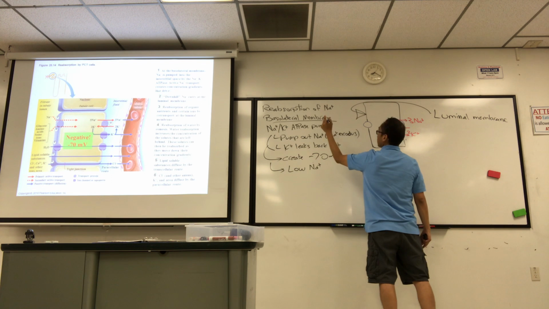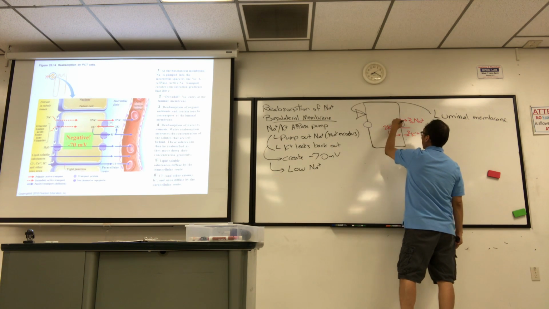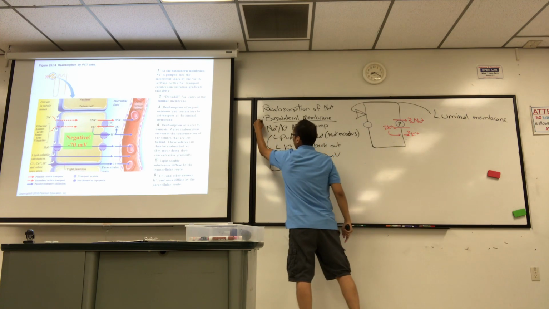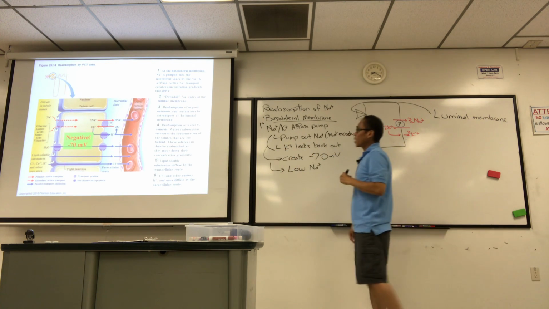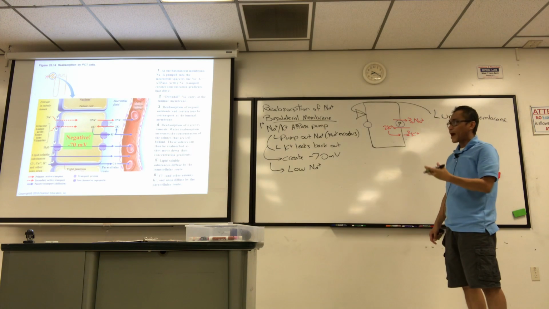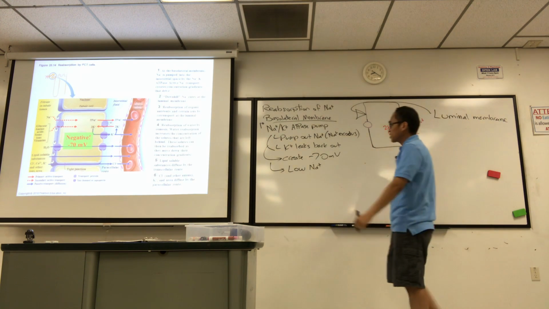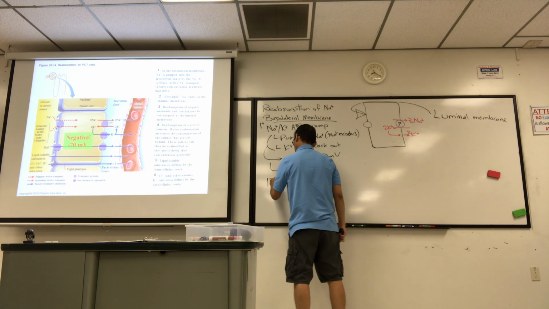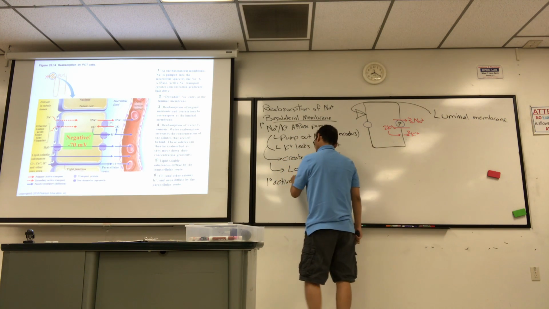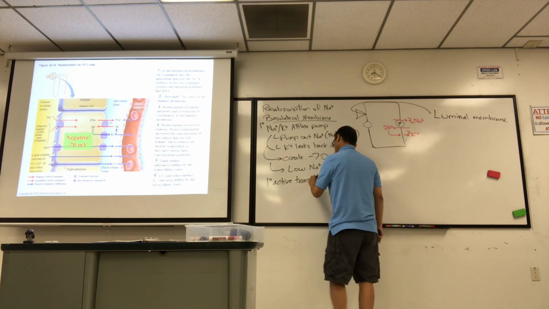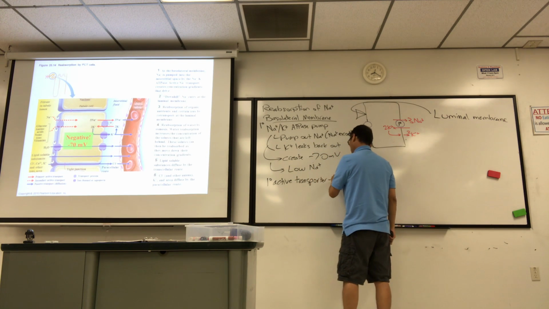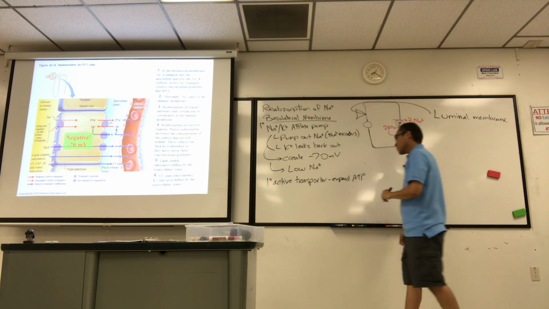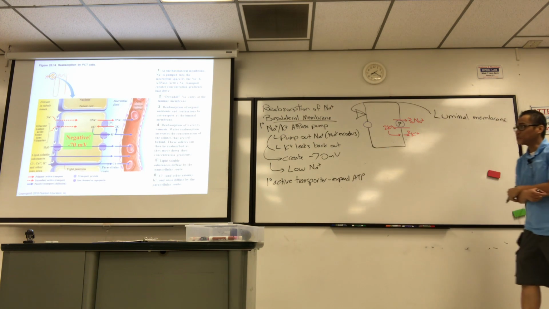So let's label this primary. And what I mean by that is primary active transport. You have to expend ATP to do this. Cells are very finicky about using their ATP, so you know it's really important.